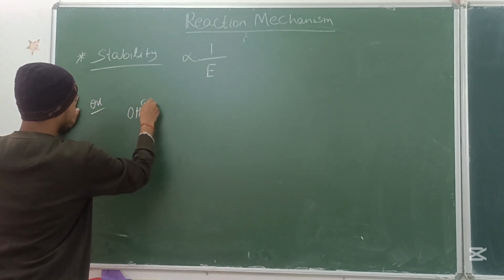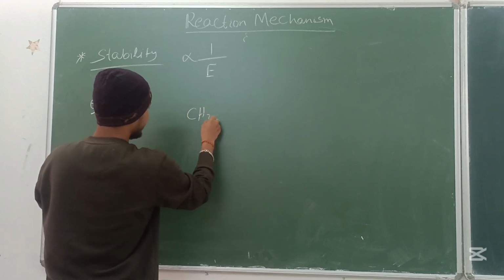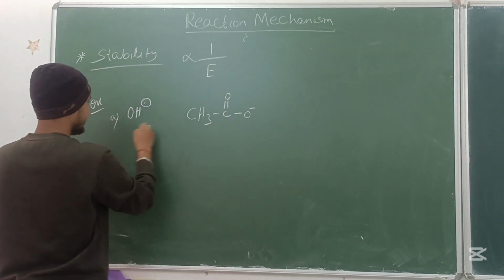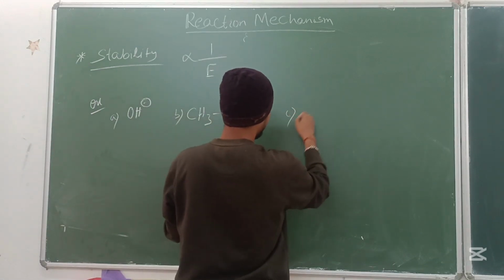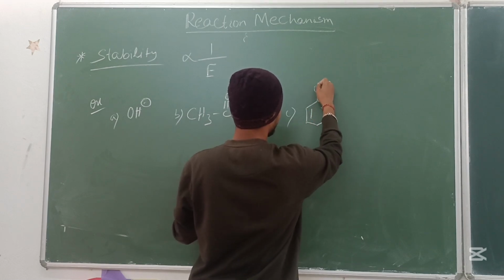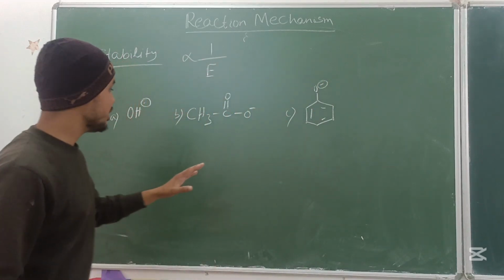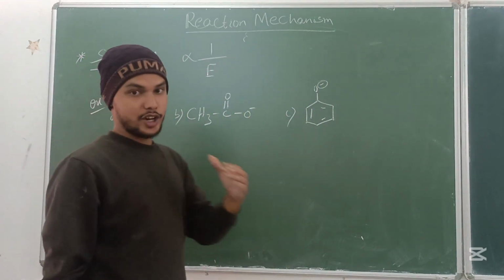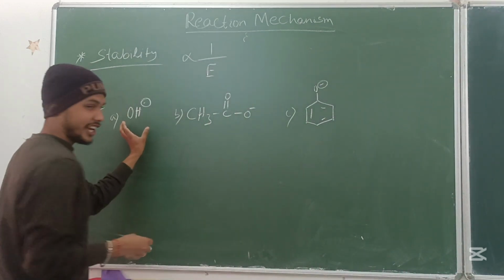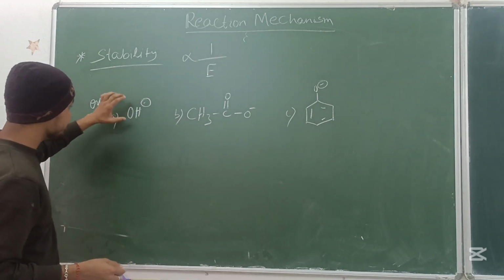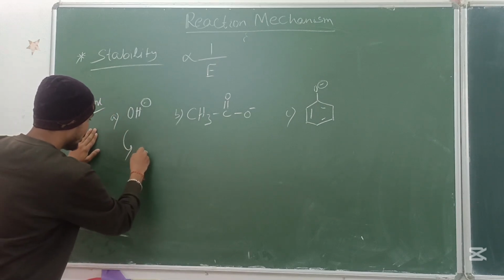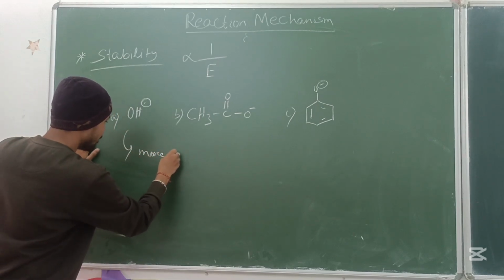OH minus, that is hydroxide ion. This is acetate, CH3COO minus, this is A, this is G, and this is phenoxide ion. Do you know what is the structure of the phenoxide ion? Which one is more in energy, and which is less? This is a naked ion. The negative charge is only present on oxygen, so it is more in energy.